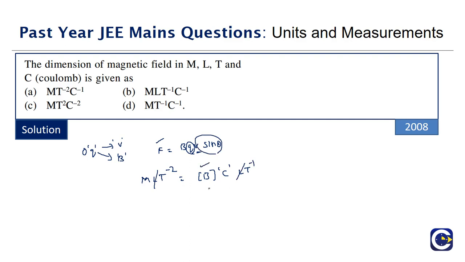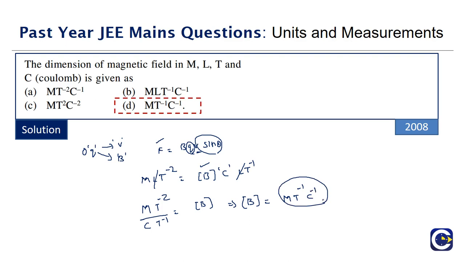So we are looking for the dimensional formula for the magnetic field B. So we'll bring the other terms to the LHS. So in LHS what we have remaining is m t power minus 2 in the numerator divided by C into t power minus 1, that will come to the denominator. So will be equal to the dimensional formula for B. So overall what we have as dimensional formula for B in terms of m, L, T and Coulomb will be m t to the power of minus 1 c to the power of minus 1. So the correct option is option D.